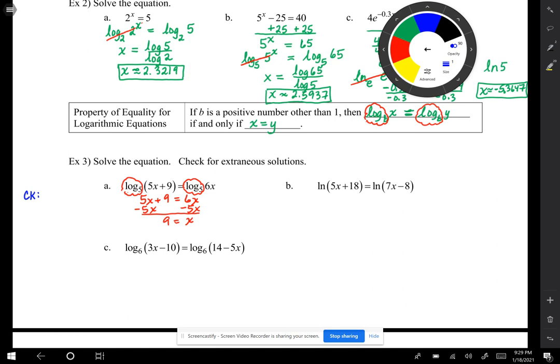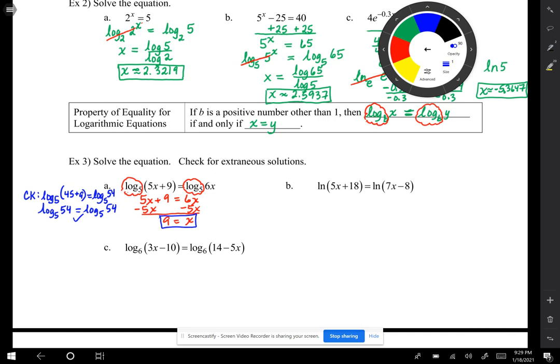So I'm going to replace 9 back into my x. So log base 5, 5 times 9 is 45, plus 9. And do the same thing on the right side, equals log base 5, 6 times 9 is 54. So log base 5 of 54 equals log base 5 of 54. That's a true statement. So this does check. That is an answer.